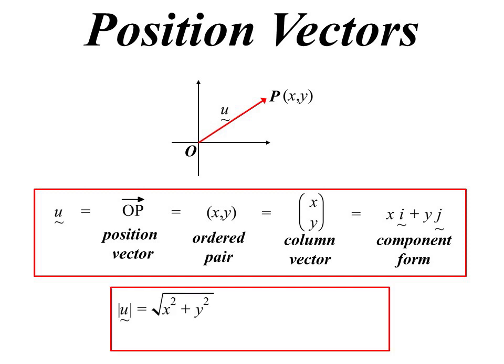The magnitude of the vector, basically the distance, is the square root of x squared plus y squared, and the direction, which would be the angle it makes with the positive side, theta, we could work that out as inverse tan of y on x.